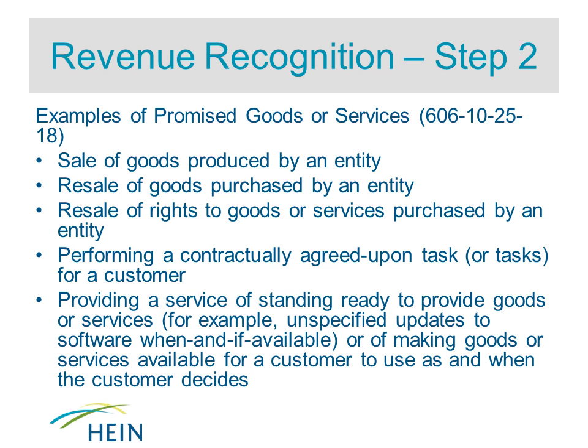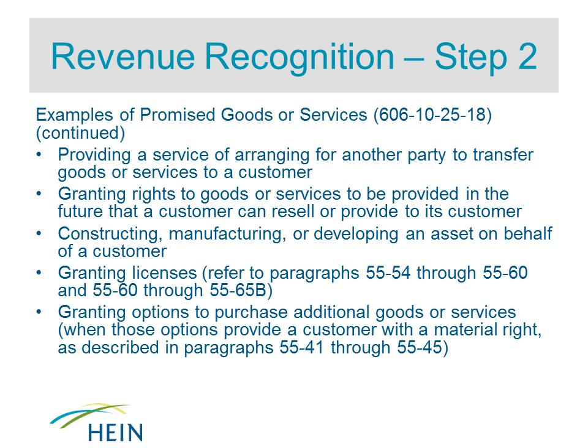So the codification has given us certainly some examples, and I think it's important to go through some of these and just make sure that we all have our head around this a little bit before we move on. So I'm just going to kind of list these and go through them. So the sale of goods, the resale of goods, resale of rights to goods and services, performing a contractually agreed upon task, providing a service of standing ready to provide goods or services, providing a service of arranging for another party to transfer goods or services, granting rights to goods or services, constructing, manufacturing, or developing an asset, granting licenses, and granting options to purchase additional goods or services.